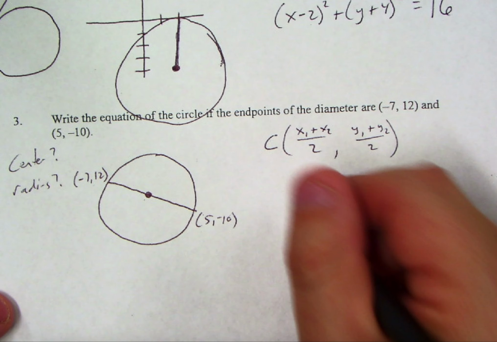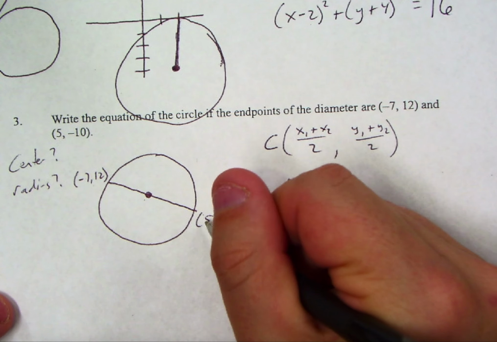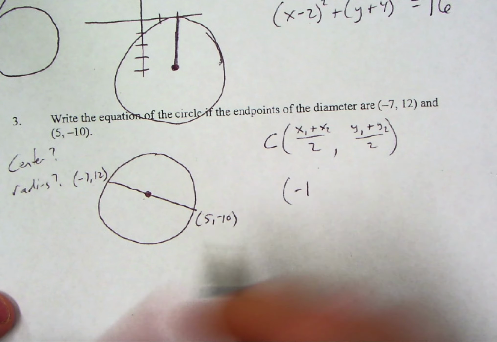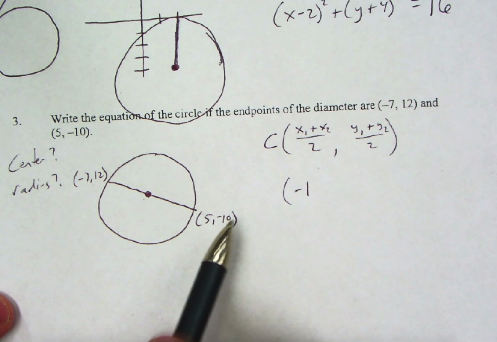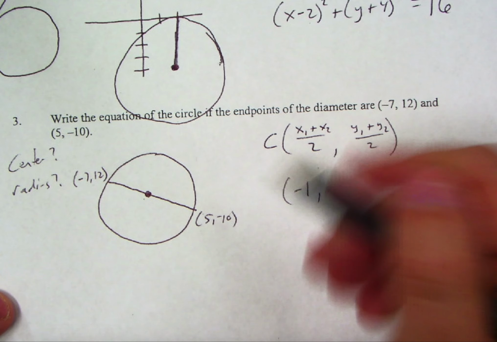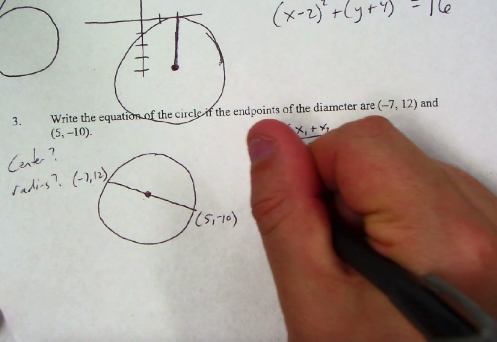So for this one, -7 plus 5 divided by 2 is -1. You're really just finding the average of your x's and the average of the y's. 12 minus 10 is 2, divided by 2 is 1. So there's your center.